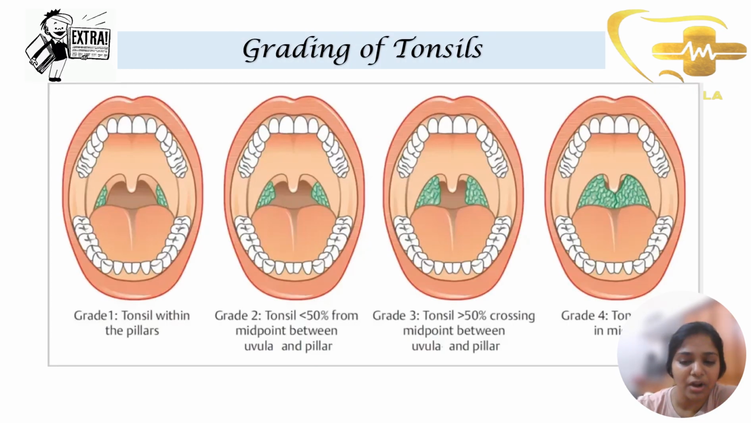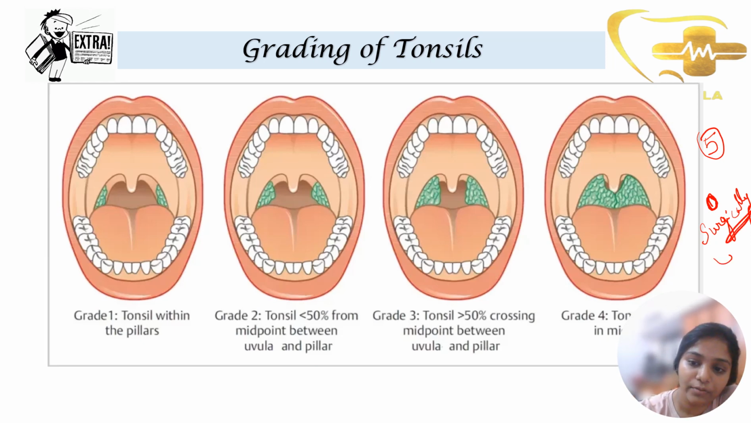And one more extra bonus point I am giving you. This might be asked in the exam in the INICET or in future INICET. So this is the grading of tonsils. There are a total of 5 grades. Here I am showing 4 grades. The 5th grade is 0. It starts from grade 0. Grade 0 is nothing but a surgically removed tonsil, so there is no tonsil present in the patient. Here the tonsil is removed surgically.